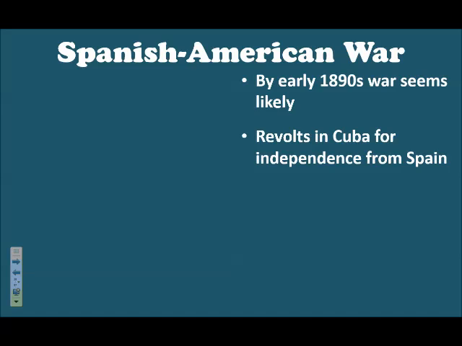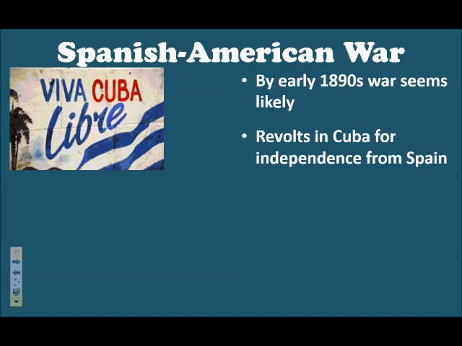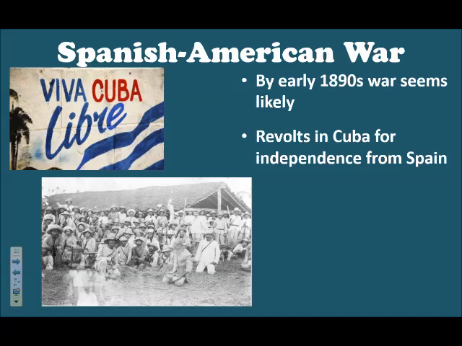Now, at this time, by the 1890s, there were several sort of revolts that had been going on for decades in Cuba against their Spanish colonial owners. And so America sees this as an opportunity to come to the rescue of these Cubans who want their independence, because independence is this sort of chief American value.